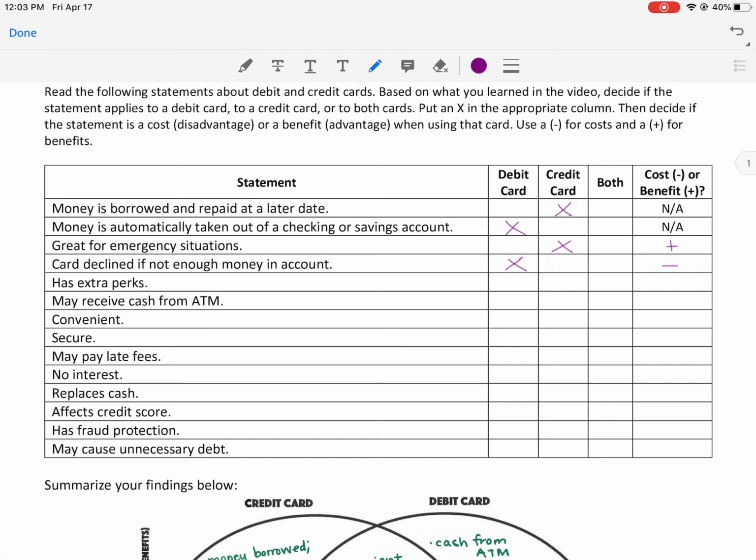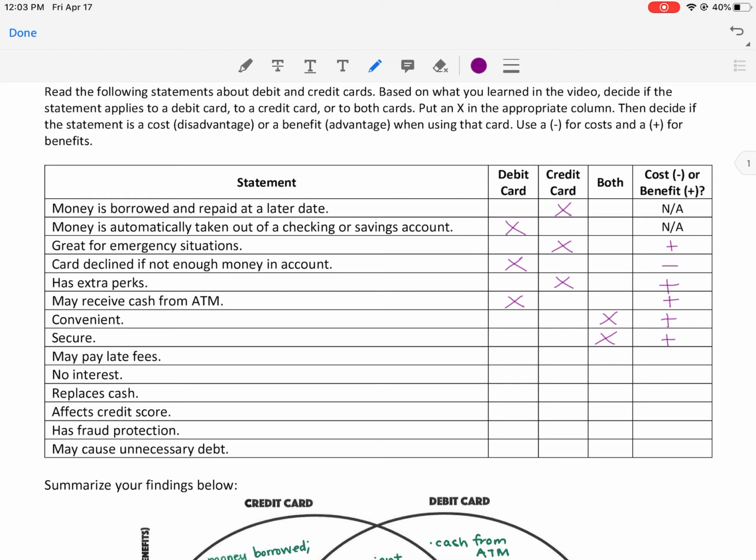Extra perks. Generally, most credit cards do. I have seen debit cards that have them now too, but they'll be like, hey, you earn miles such that you can travel with these miles, or hey, you earn cash back. In general, I'd say that's a good thing, right? You may receive money from the ATM. Usually when you go to an ATM, you're pulling things out with your debit card. I think it's always good to be able to pull out the money you have, right? Both, I would say, are convenient. Always nice to have things that are convenient. Both are also secure, right? That's a good thing. They're going to have some protection against them being stolen, etc.